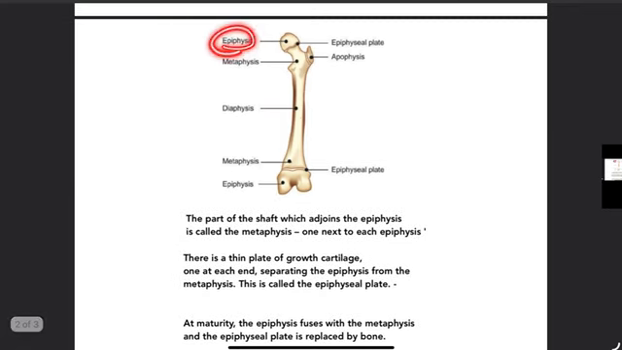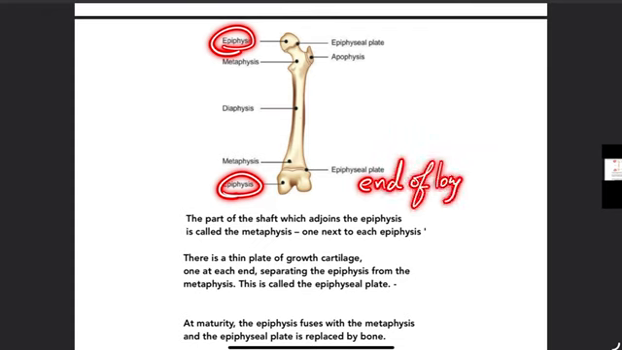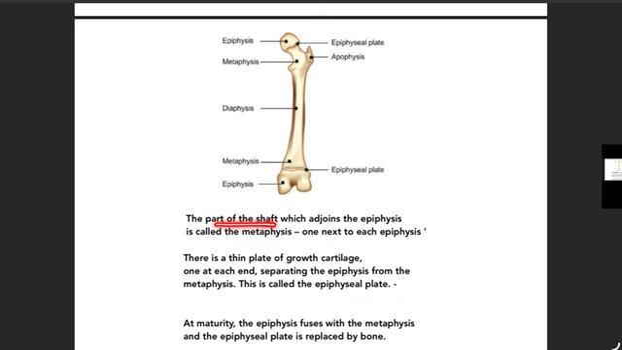This is the epiphysis, the ends of the long bone. The diaphysis is also called the shaft, and this is the metaphysis. So the part of the shaft which adjoins the epiphysis is called the metaphysis, one next to each epiphysis. So epiphysis and metaphysis. So metaphysis is between the epiphysis and diaphysis.